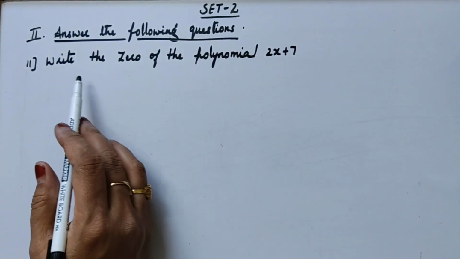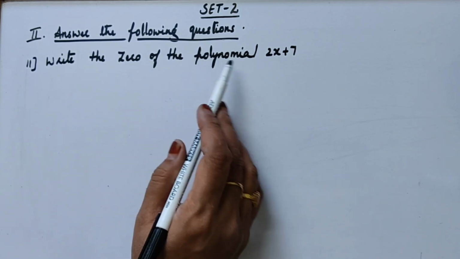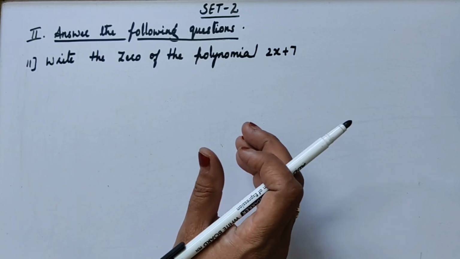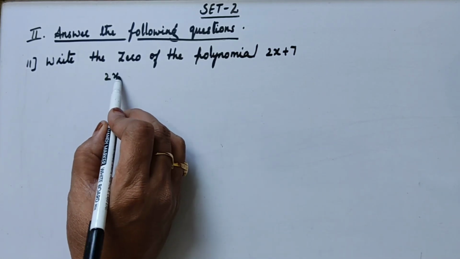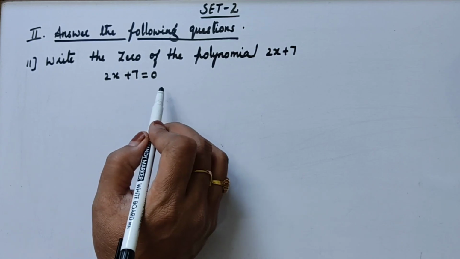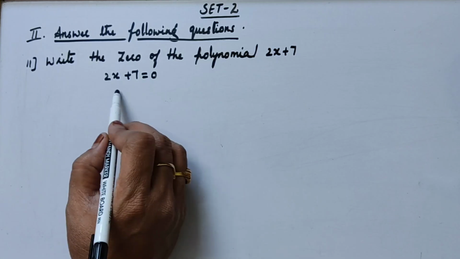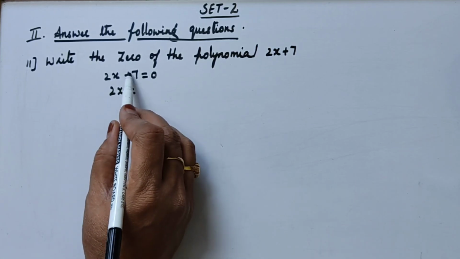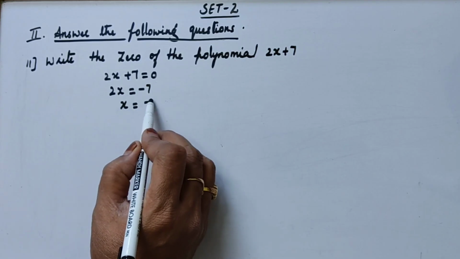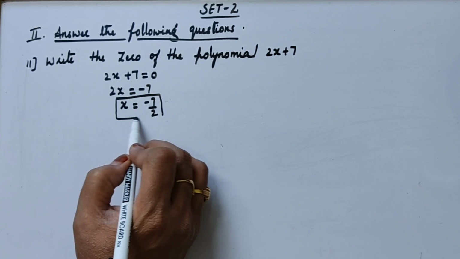Here you can see there's an equation, there's a polynomial here. We need to find out the zeros of the polynomial. Zeros is nothing but the value of x here, students. Okay, so let me write here 2x plus 7 equals to 0. We have to equate this with 0. If we equate this with 0, we are going to get the value of x. Okay, now 2x equals to, let us shift 7 to the other side. I get minus 7. x equals to minus 7 upon 2 is the zero of this polynomial, students.